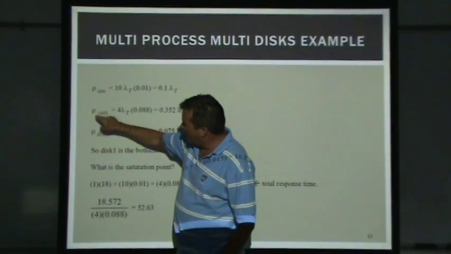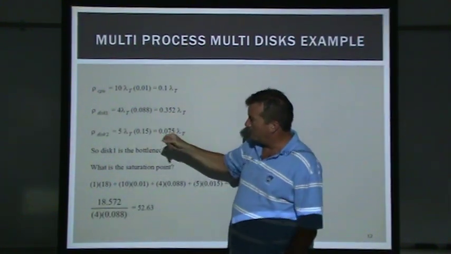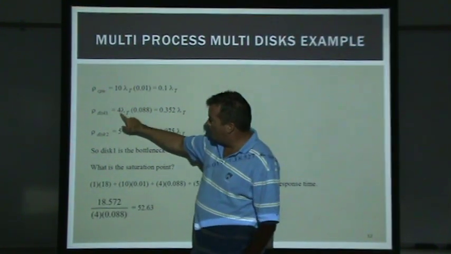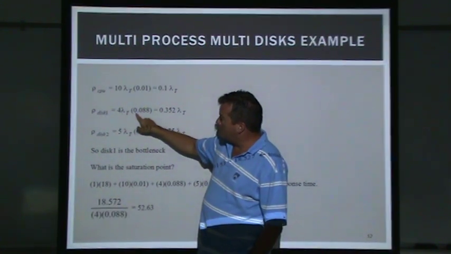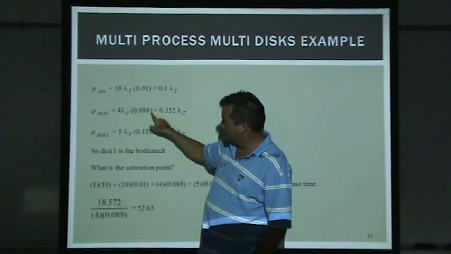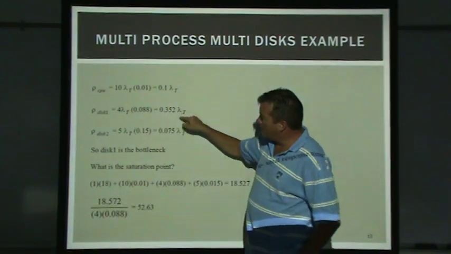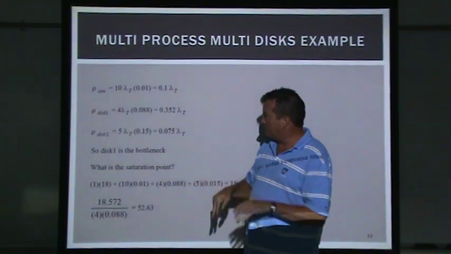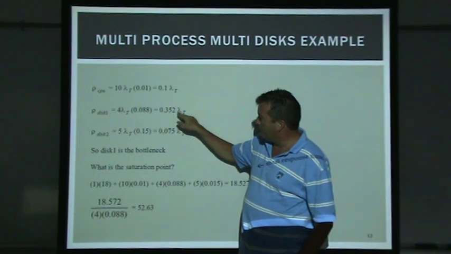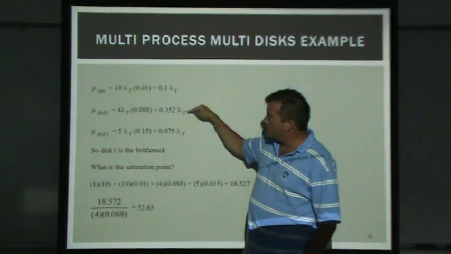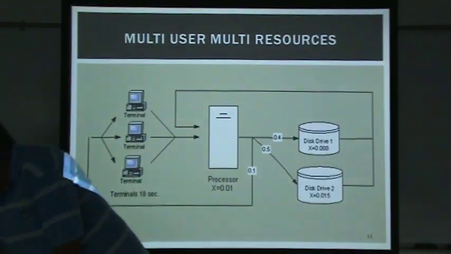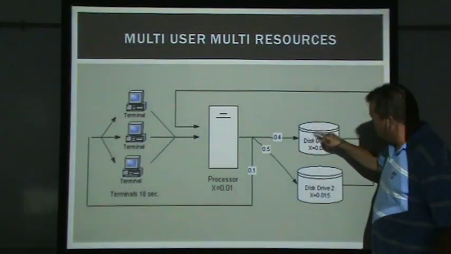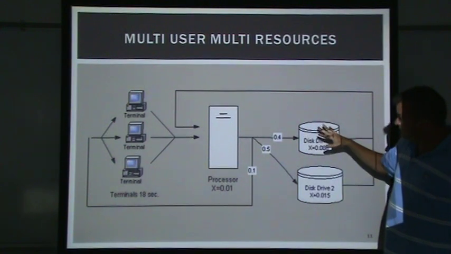We have some concrete numbers and then we have the rate into the overall system. So the utilization, the percentage of time that disk drive 1 is running, is 4 times the rate coming out of the terminals times the service rate of disk drive 1. So basically, whatever the rate is that jobs are being sent into our system, 0.352 times that number is the percentage of time that disk drive 1 is in operation.